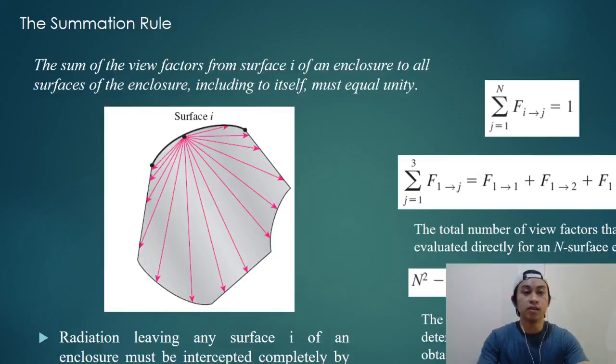Next is the summation rule. From the figure, the radiation leaving any surface i of an enclosure must be intercepted completely by the surfaces of the enclosure. The sum of the view factors from surface i to each one of the surfaces must be unity. As you can see from the equation, the sum over j of F i to j equals 1: 1 to 1, 1 to 2, 1 to 3, so the summation is equal to 1. The remaining view factors can be determined from the equations obtained by applying the reciprocity and the summation rule.